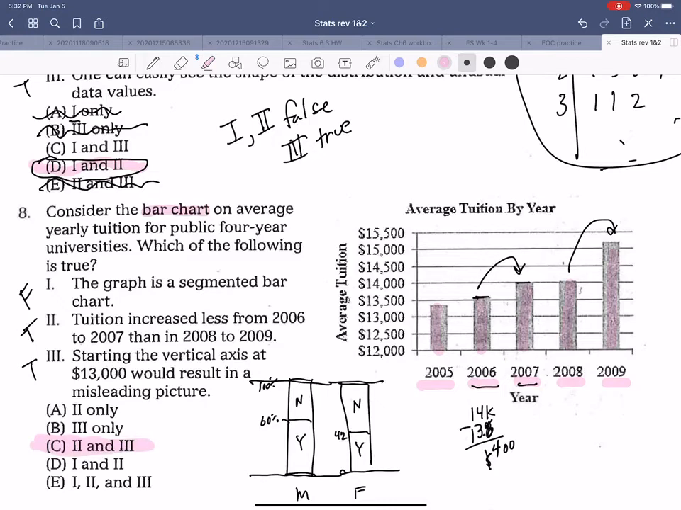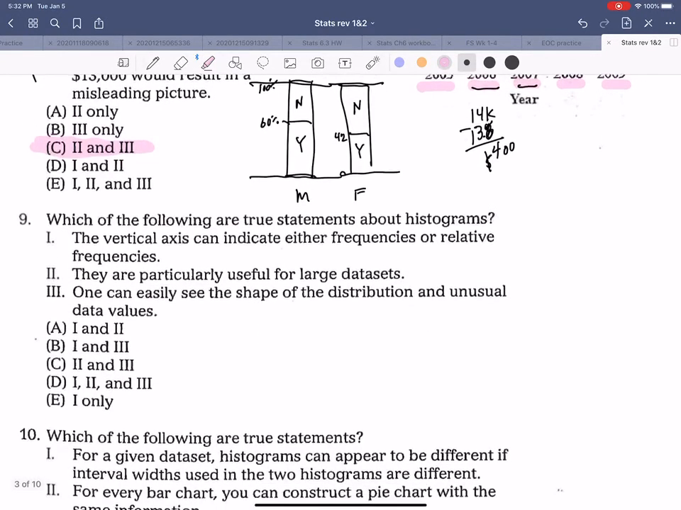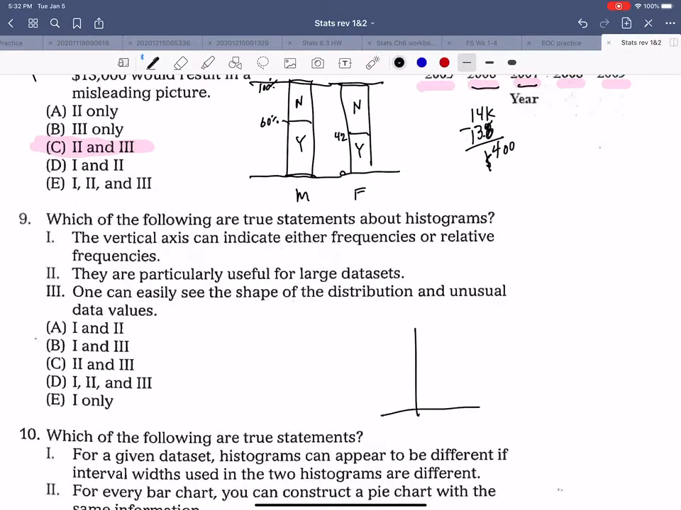Now, number 9, which of the following is true about a histogram? I'm going to make a quick sketch of a histogram. Maybe it looks something like this. Histograms tell you your frequency here. And this would maybe be, we did one like this today. Maybe we'd have a range of numbers.